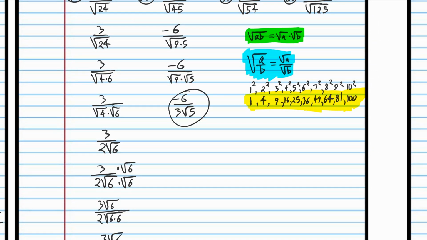All right, now there's an extra step here. We can actually reduce. Negative 6 over 3 is negative 2. You can always reduce if you need to. I mean, you can't always reduce, but if you can reduce, then you always need to reduce if you can.